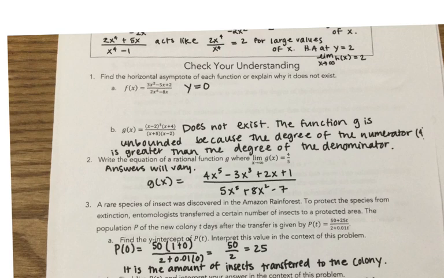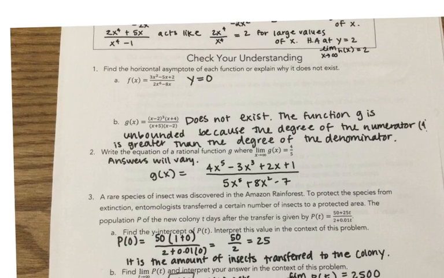B, what's the limit as t approaches infinity of P of t? Again, that's a fancy way to ask what? Where's the horizontal asymptote? Is it a big number? It's bigger. 25,000? No, 2,500? 2,500. 25 over 20. Leading coefficient divided by leading coefficient. 25 over 0.01, which is 2,500.